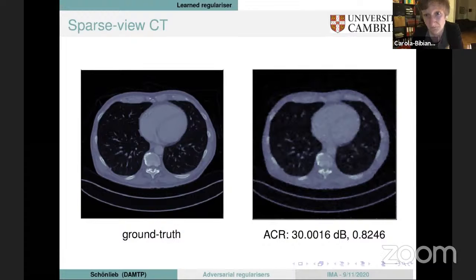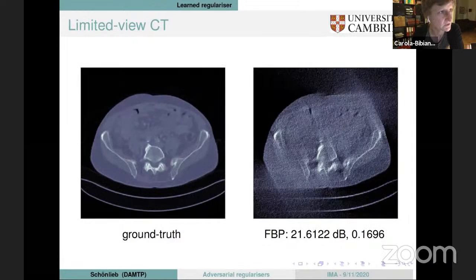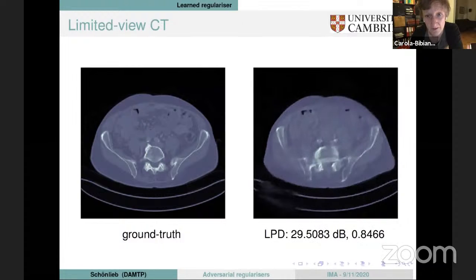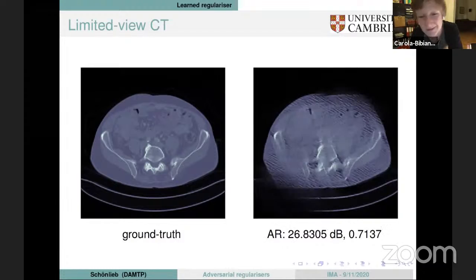TV. Yeah? For limited view CT, actually convexity is not just nicer because of robustness. Well, actually the robustness comes back here, but also qualitatively it works better. This is filtered back projection. This is TV. This is this supervised deep learning approach. This is always the best one, of course, but this is supervised. And also they can't prove what we can prove.